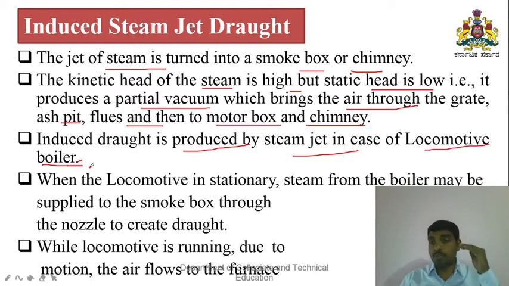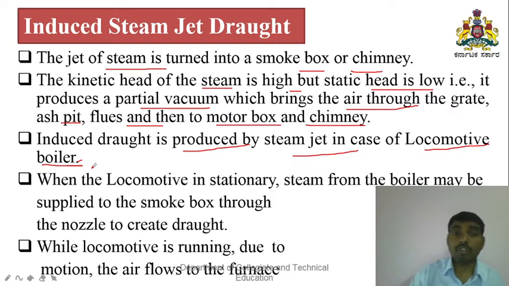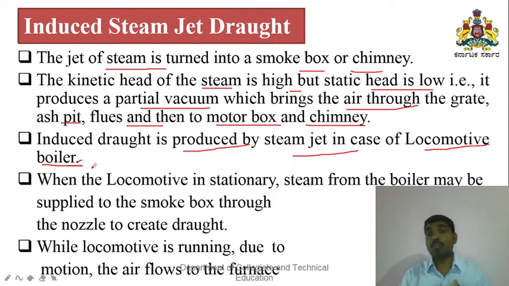The main application of induced steam jet draught is preferably in locomotive boilers. In the previous session I explained how locomotive boilers work. You have seen the locomotive boiler is a mobile boiler that moves from one place to another. You have watched the video and know how the locomotive works. So in such cases, these types of jet draught systems are used.